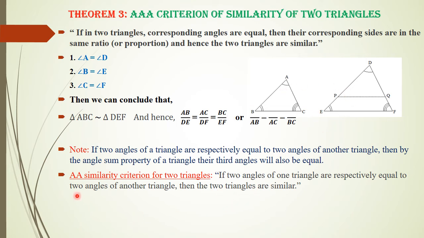That is known as the AA similarity criterion of two triangles. It says if two angles of one triangle are respectively equal to two angles of another triangle, then the two triangles are similar. This is a very important result. If I want to summarize this entire theorem in simple words, if we prove only two corresponding angles of any two triangles as equal, then we can declare those two triangles as similar triangles straight away.